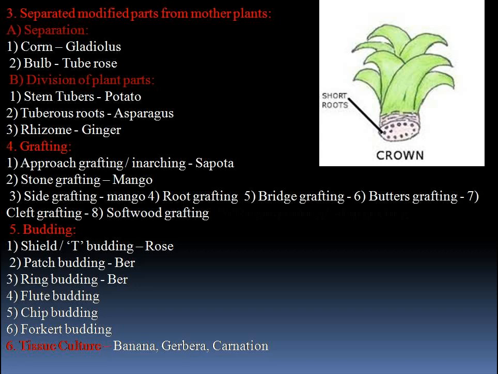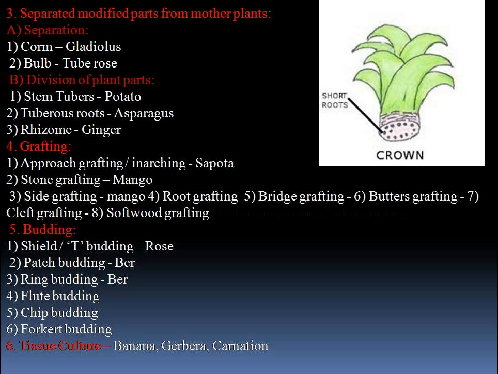And division of plant parts: stem tubers. Potato is a stem tuber, it is not a root, it is a stem tuber. And tuberous roots: asparagus, and also sweet potato. Rhizome is a modified part of stem itself. Rhizome also, for example ginger.